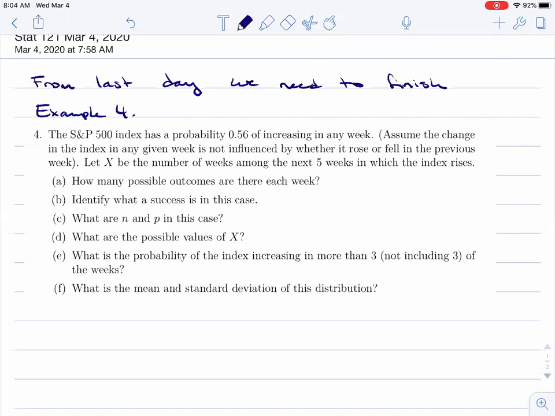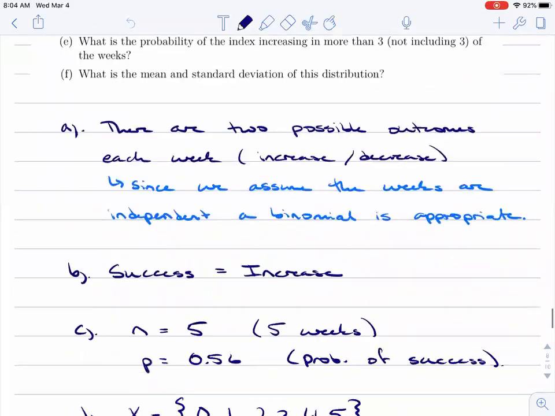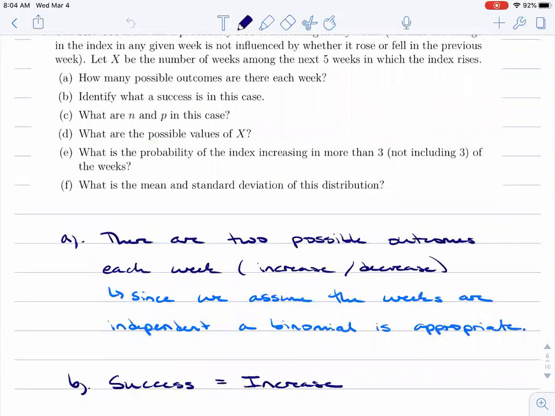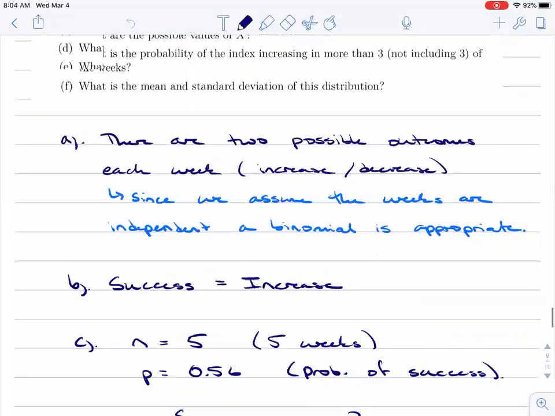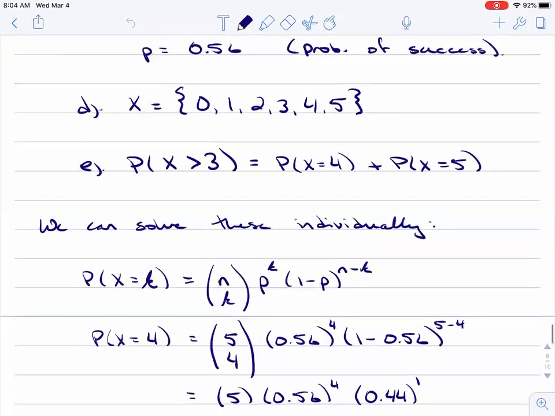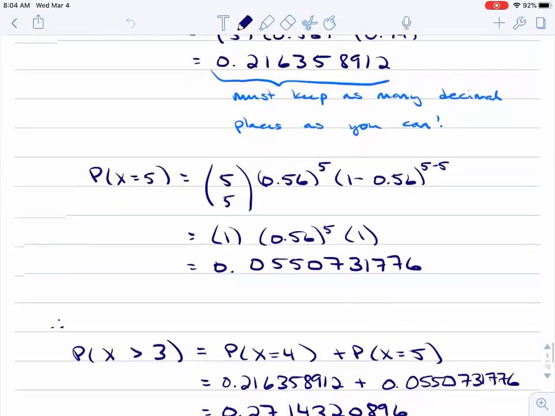So we did A through E, right? I kept you guys until down to the wire. We finished that probability, right? And just to have a brief look at it, that last probability: what's the probability of the index increasing in more than 3, not including 3, of the weeks? So that's an increase in 4 of the weeks or 5 of the weeks. So what we said was, okay, I have to find the probability of 4 successes and add it to the probability of 5 successes, right? And so I break it up and do them individually and then put them back together.